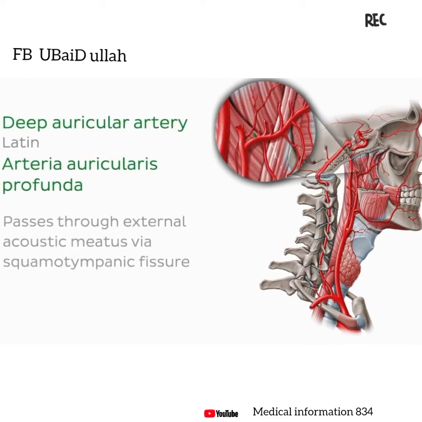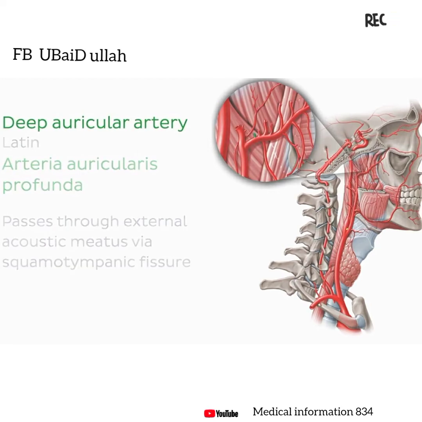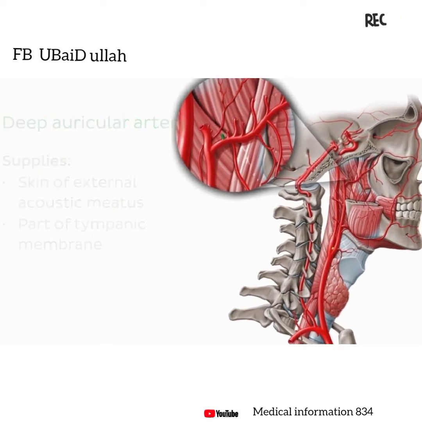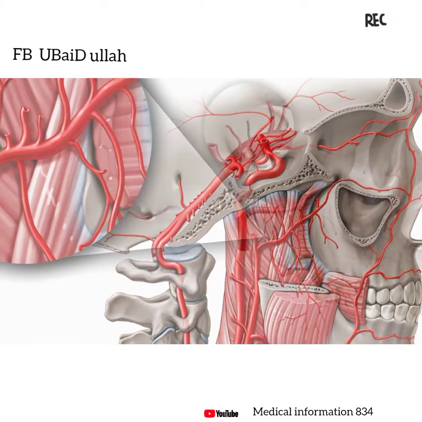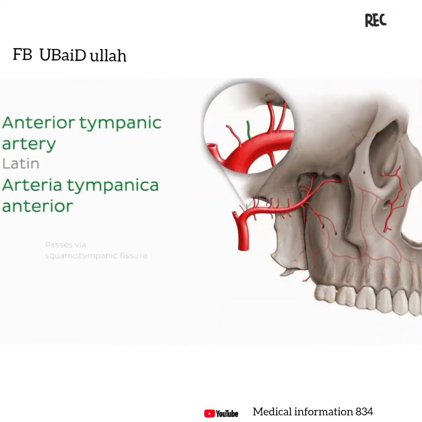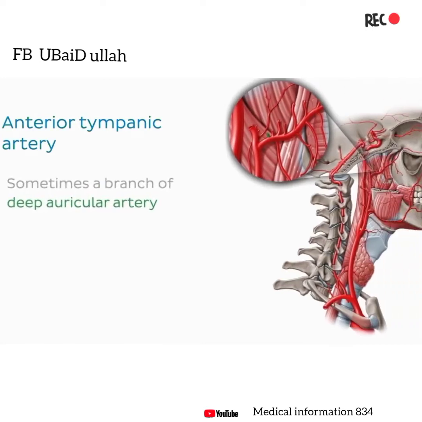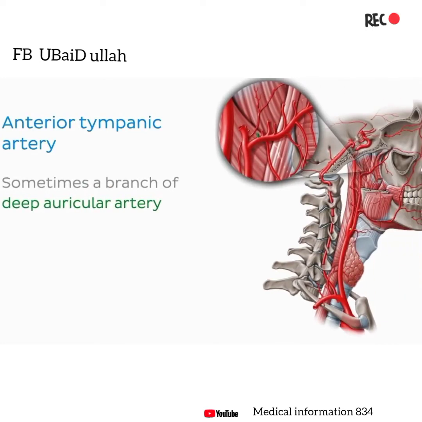This vessel passes through the bony wall of the external acoustic meatus via the squamotympanic fissure and supplies the skin of this canal and part of the tympanic membrane. The anterior tympanic artery is a tiny artery which also passes via the squamotympanic fissure of the temporal bone and supplies the middle ear. The reason it's not shown on our main illustration today is due to the fact that the anterior tympanic artery may sometimes arise as a branch of the deep auricular artery, which we looked at a moment ago. Remember, all anatomy is subject to variation.